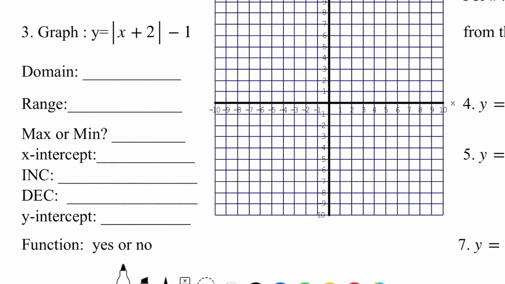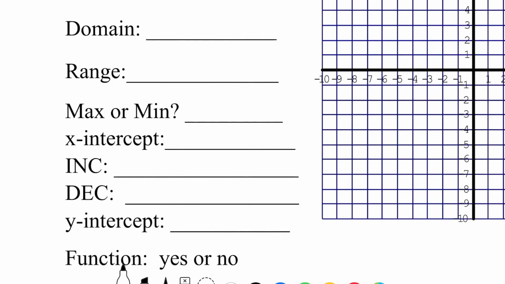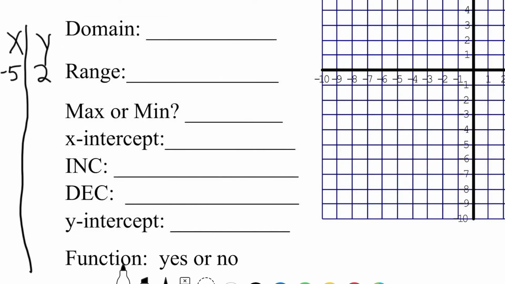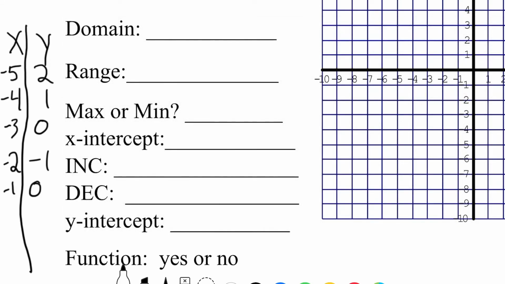Then we're going to go to second graph to go to our table. Now, on my paper, I'm going to write a few extra points so we can talk about which ones I would graph specifically. So here's your x values, here's your y's. We have (-5, 2), (-4, 1), (-3, 0), (-2, -1), and (-1, 0), and (0, 1).